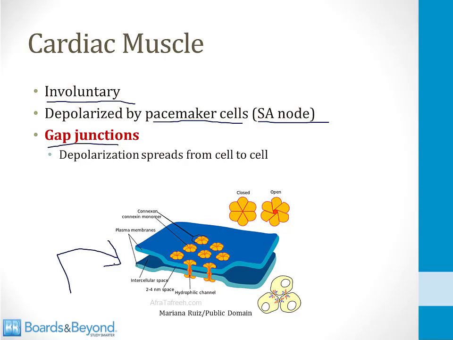Gap junctions are connections between two neighboring cells so that molecules can move from one cell to the other without having to be excreted into the extracellular space. And this is very important because this is what allows depolarization to spread from one cell to another, so that once one part of the heart begins to depolarize, a wave of depolarization spreads over the entire heart. This is not true of skeletal muscle tissue. Each skeletal muscle fiber has its own motor neuron that has to tell it to depolarize.